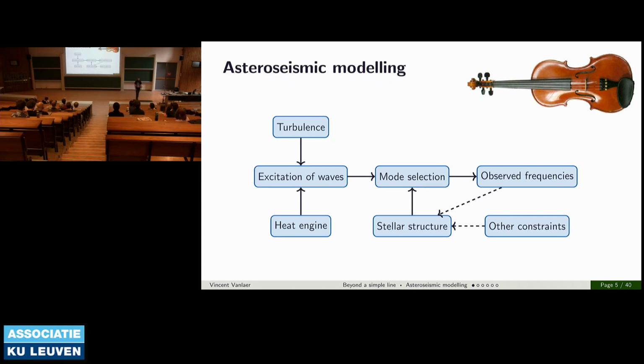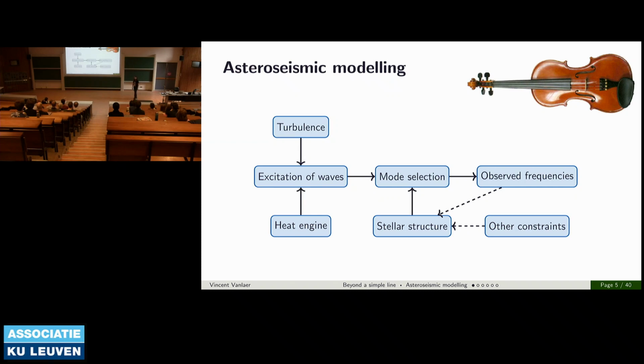But not all of those waves survive. Only the waves that are the resonant frequencies of the star will actually be the ones that we observe, at least for the type of modeling we are going to do here. Those observed frequencies can tell us something about the stellar structure. Why is that? Because this mode selection process, where only the resonant frequencies survive, depends on the structure of the star. If you change the structure of your star, then different frequencies will eventually be observed. So we can use the observed frequencies of the star to learn something about the internal structure.